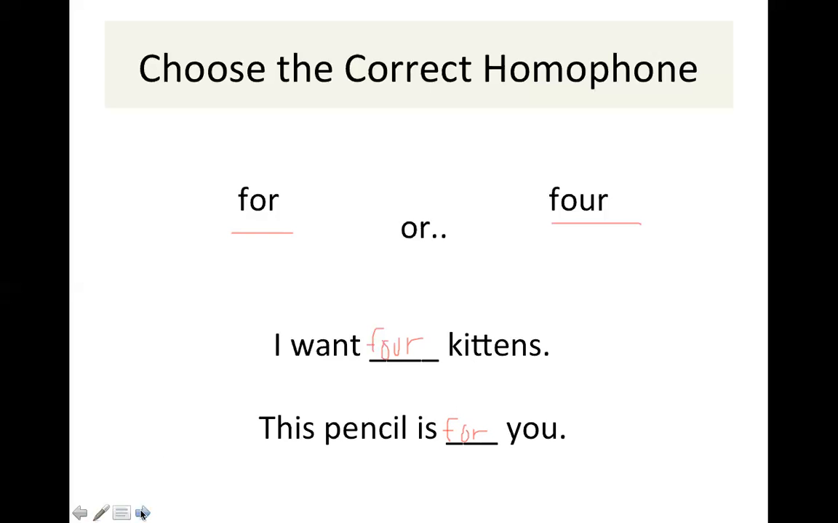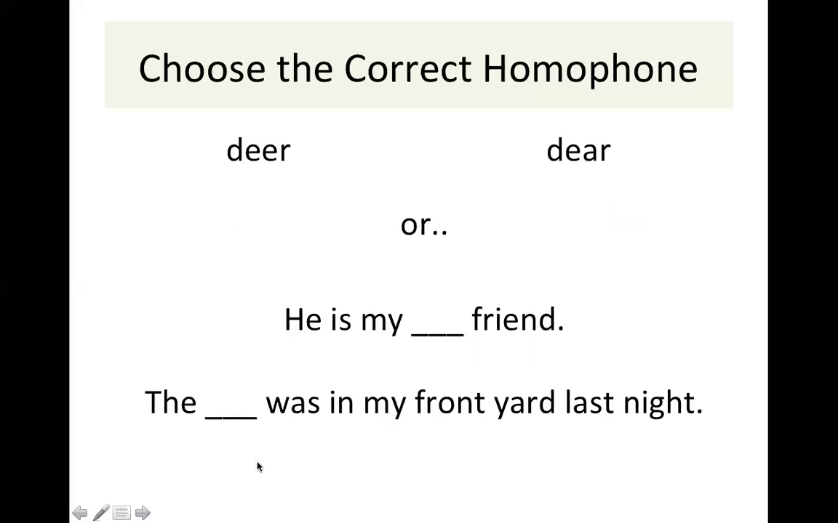All right, let's look at some more. Let's look at this set here. We have dear and deer. Dear and deer. So which homophone goes with which sentence? Let's find out. He is my blank friend. Is he my dear or deer?